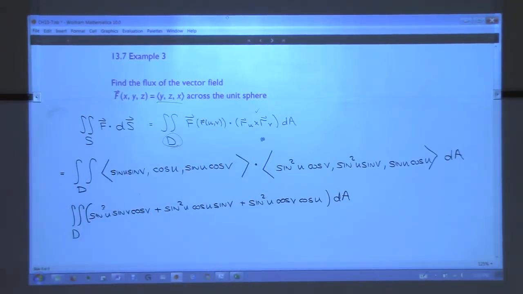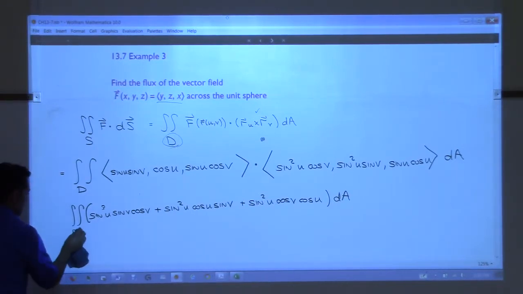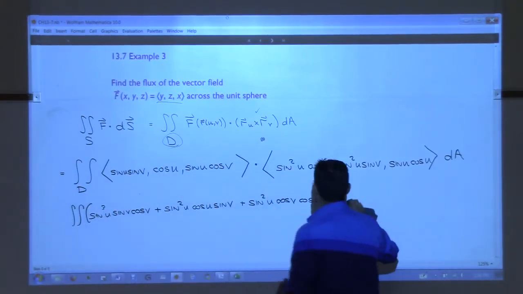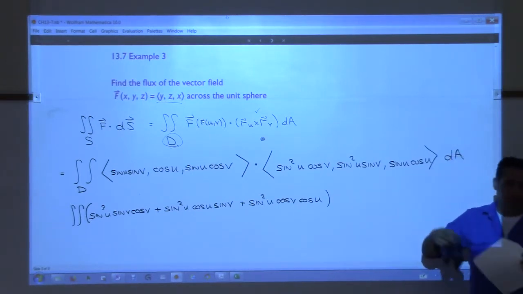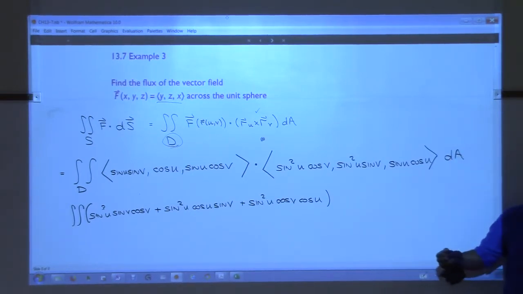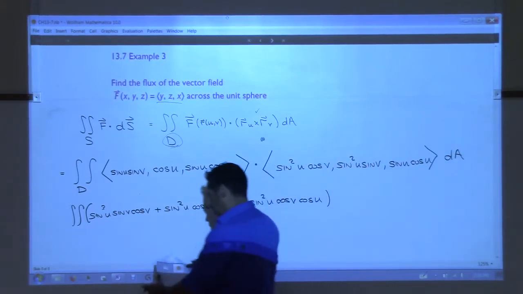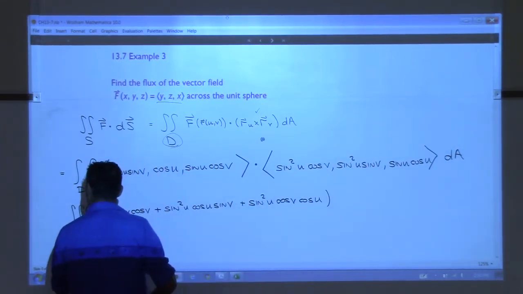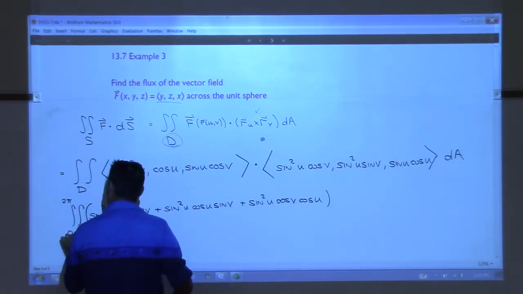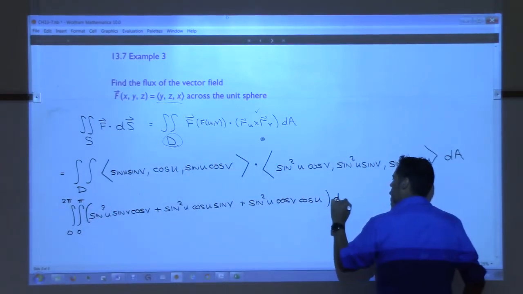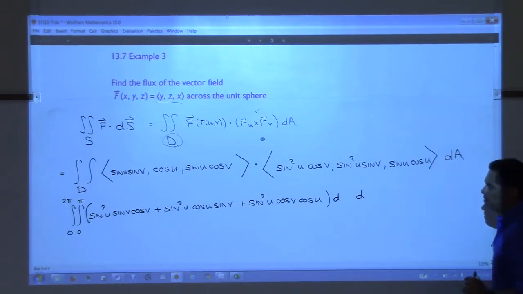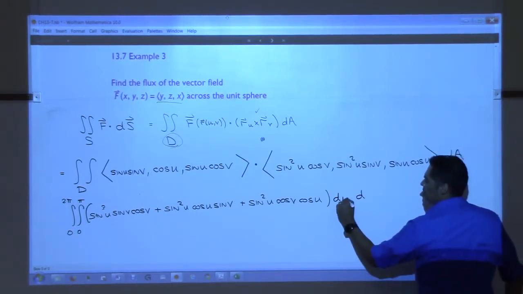Because of time, I don't want to rewrite this. Let me erase D and change my dA, and put our limits of integration here. Because our u and v are bounded between constants, it doesn't matter the order we do these. So I'll go 0 to 2 pi on the outside and 0 to pi on the inside. That dictates what happens here: it's going to be du dv.